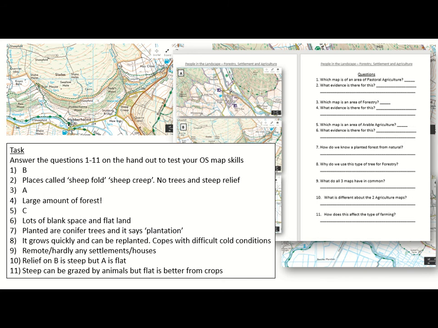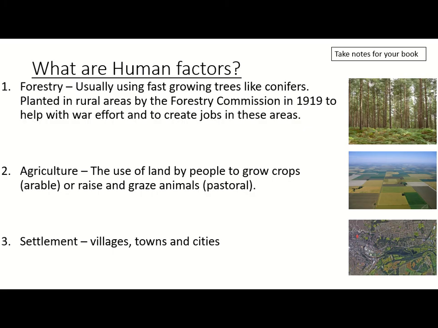Okay, so there you go. Lots of use of OS maps. You've got contour line skills there and picking out evidence as well. Really important for exams. Okay, so now we're going to add in these 3 human factors, and I'd like you to take notes for your book on these 3 different factors. So the human factors are forestry, agriculture, and settlement. Please make sure you write all of these 3 down. When you're ready, you can unpause the screen.